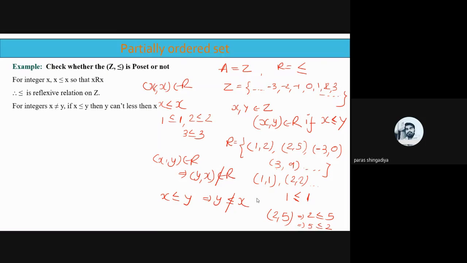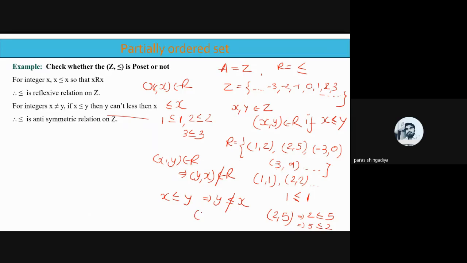What is the meaning of that? (y, x) does not belong to R, and that is required to check to say it is an anti-symmetric relation. So y can't be less than or equal to x for any two integers x not equal to y. If x is less than or equal to y, then y can't be less than or equal to x. And what does it mean? So less than or equal to is an anti-symmetric relation on Z. Clear?